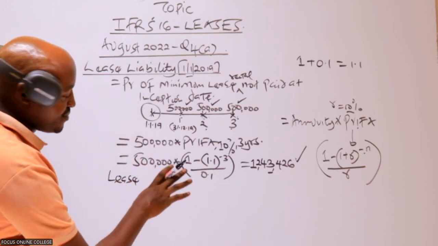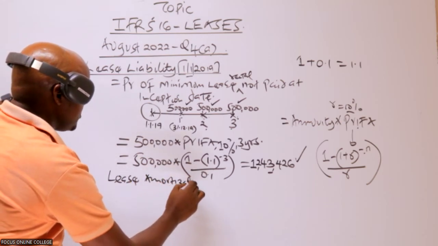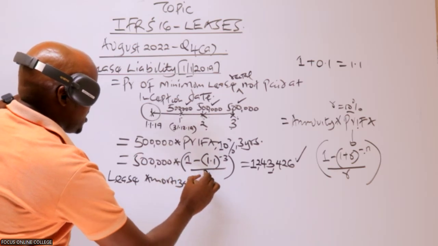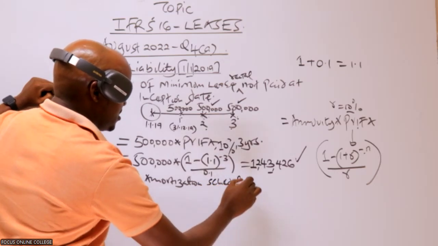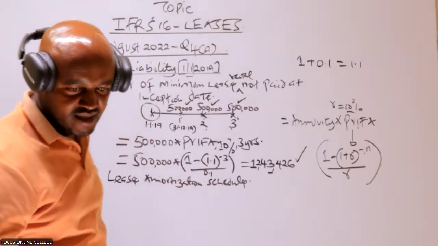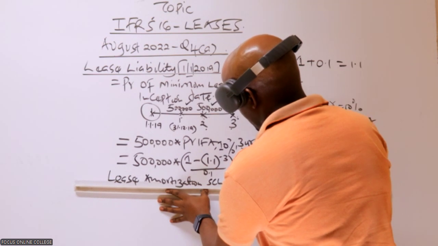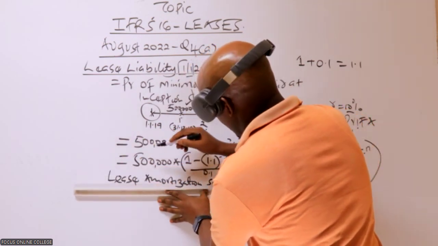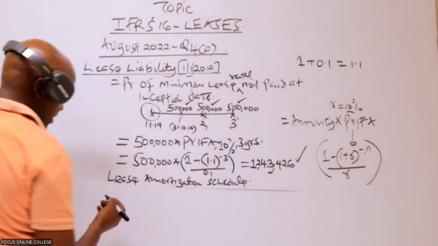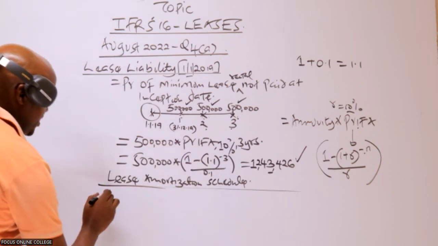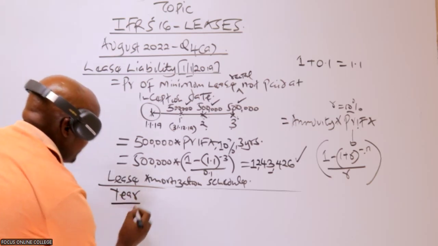Even before we proceed to compute the right of use asset, we prepare the lease amortization schedule. So which columns do we have in this amortization schedule? Basically, we have a number of columns. The first column will be for the years. Basically, we're going to have 3 years.